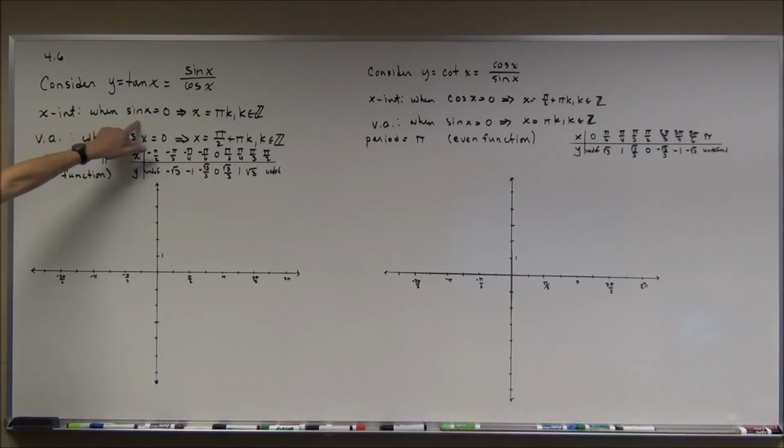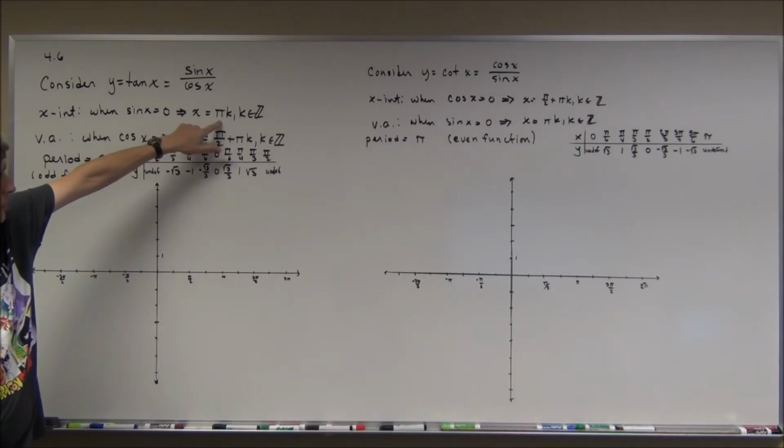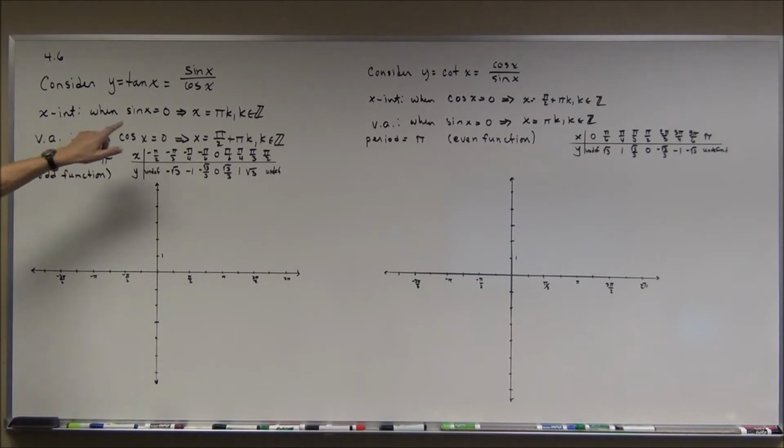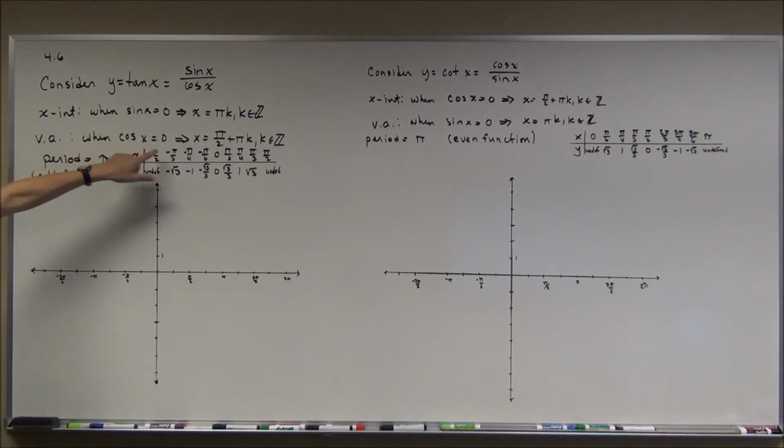Well, we have x-intercepts when the numerator is 0, which happens at pi times k, k being an element of the integers. So that would be like 0, plus or minus pi, plus or minus 2 pi, plus or minus 3 pi, and so on. And we also have to worry about the variable in the denominator. Can we get 0 in the denominator? Well, the cosine of x is 0 when x is pi over 2 plus pi k. So it'd be like plus or minus pi over 2, plus or minus 3 pi over 2, plus or minus 5 pi over 2, and so on.